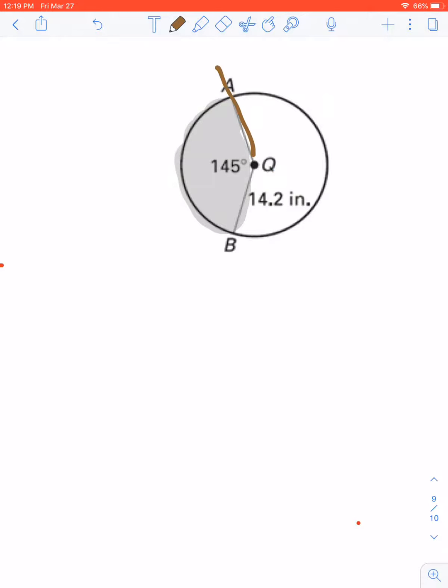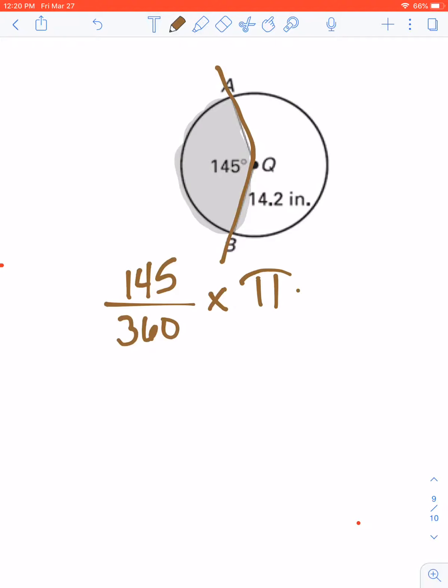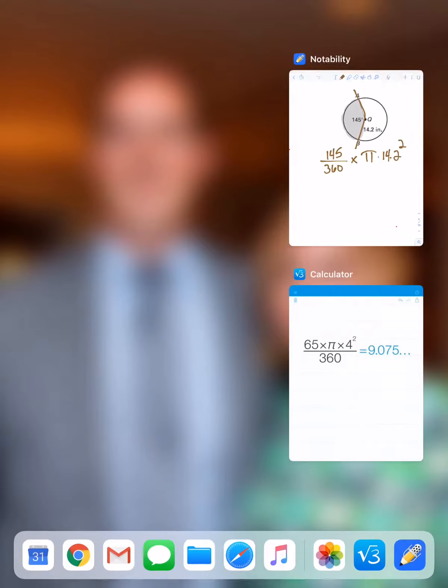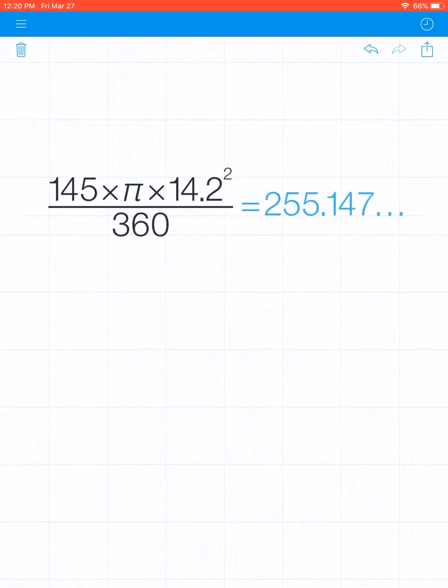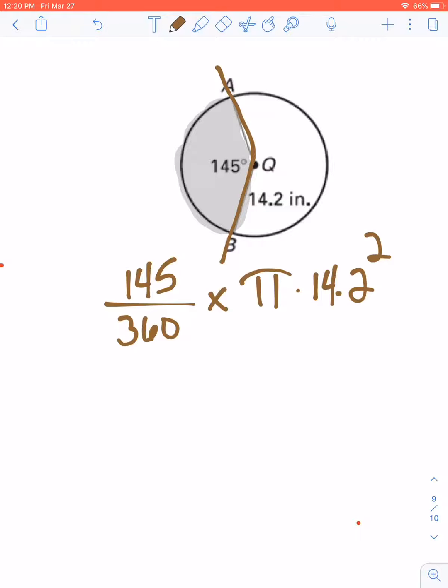All right, so when I look at the area of the sector, I have 145, which is my central angle, over 360 times the area of the circle, which is pi times 14.2 squared. We just pop that in. So 145 times pi times 14.2 squared all over 360 gives me 255.1 square units.